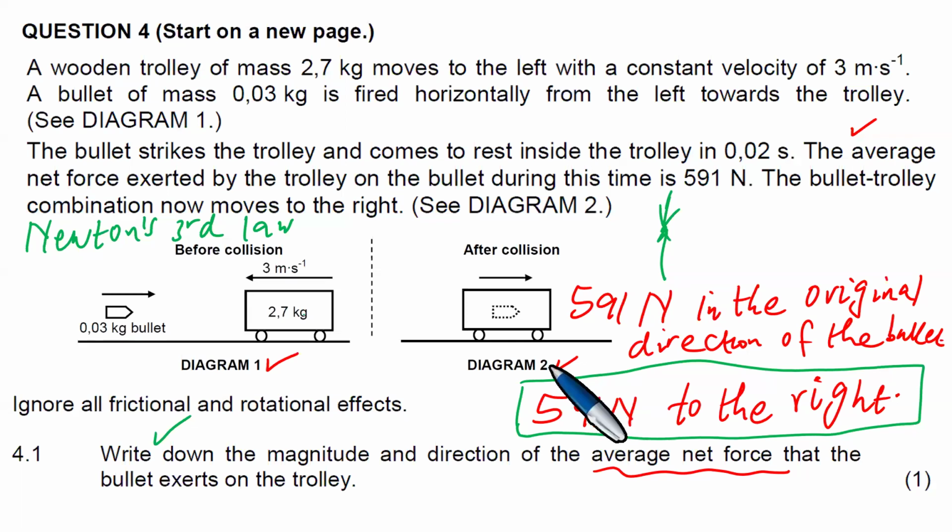So this is Newton's third law of motion. If this bullet strikes the trolley, we understand that at the instant that this impact happens, you would have forces that are equal in magnitude but opposite in direction, and hence write down the magnitude and direction of the average net force that the bullet exerts on the trolley. Next question.